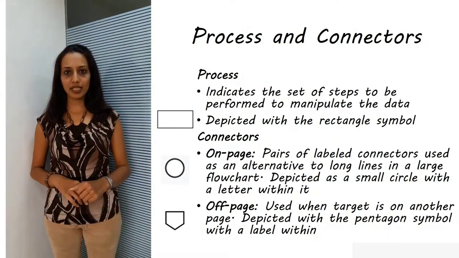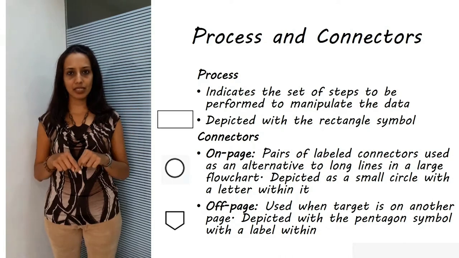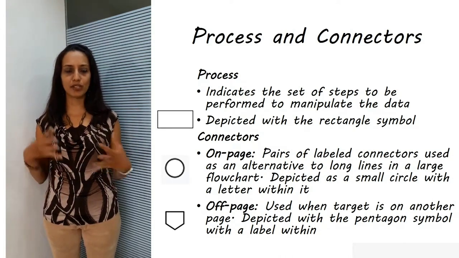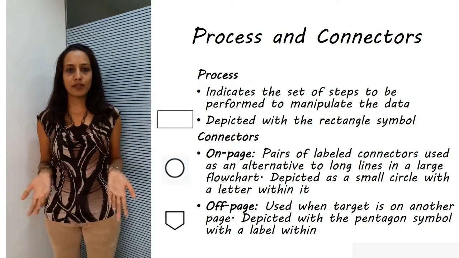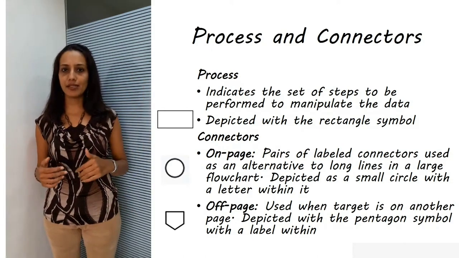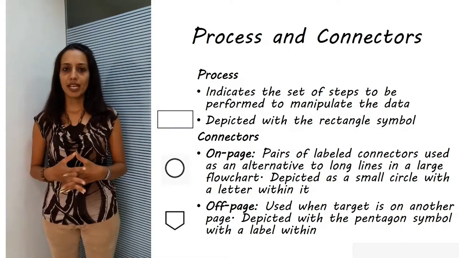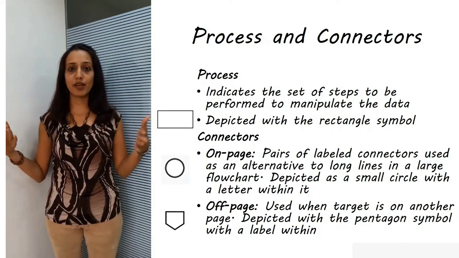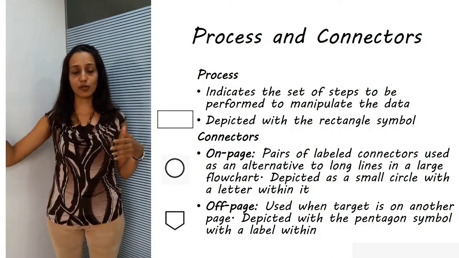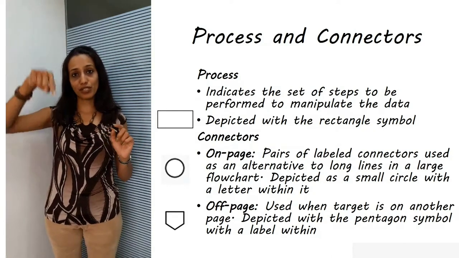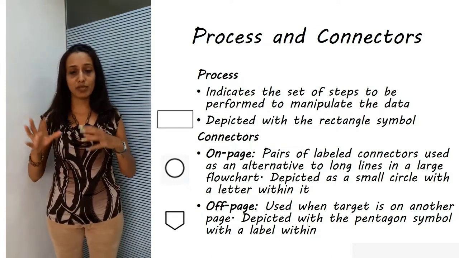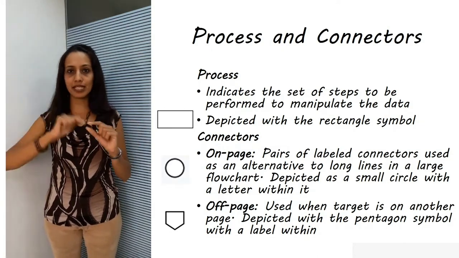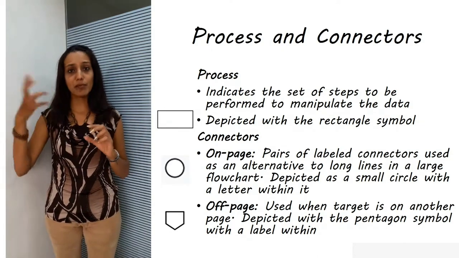The next symbol is the process symbol, which is a simple rectangle that allows you to show what operations you want to do on the data, whether it is addition, subtraction, multiplication, or some other process that you want to do on the data entered into your process. And the connectors, as the name suggests, are used to connect. When the flowchart becomes very huge and is spread across the whole page, you can use connectors instead of long lines to make it less confusing. Then you can put labels inside, A, B, C, D, whatever, to show where the flowchart connects to the remaining part of the flowchart.